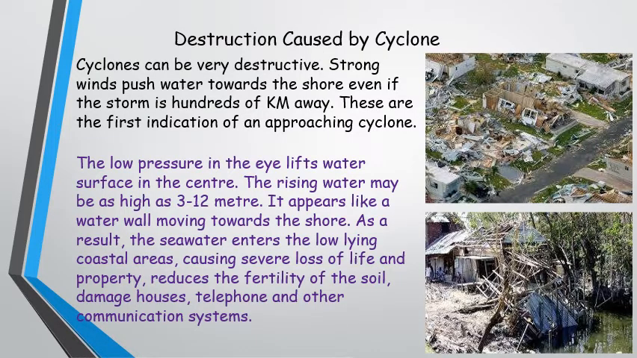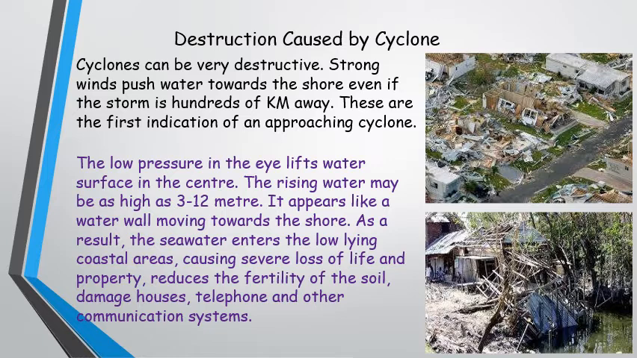Destruction caused by a cyclone. Cyclones can be very destructive. Strong winds push water towards the shore even if the storm is hundreds of kilometers away. These are the first indication of an approaching cyclone. The low pressure in the eye lifts the water surface in the center. The rising water may be as high as 3 to 12 meters. It appears like a water wall moving towards the shore.